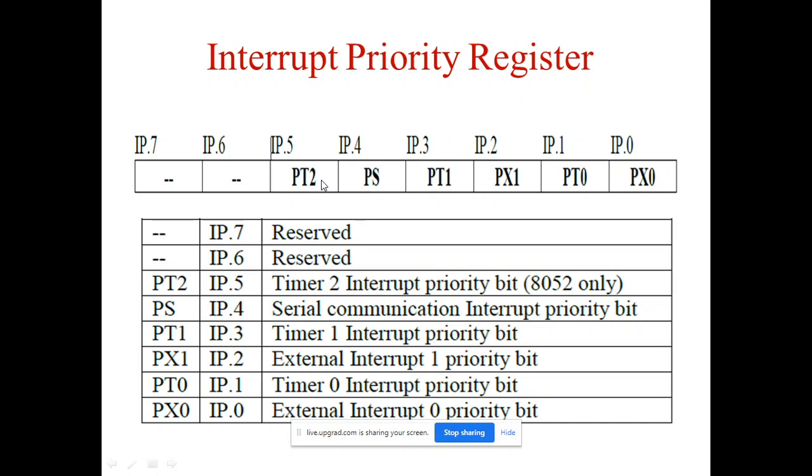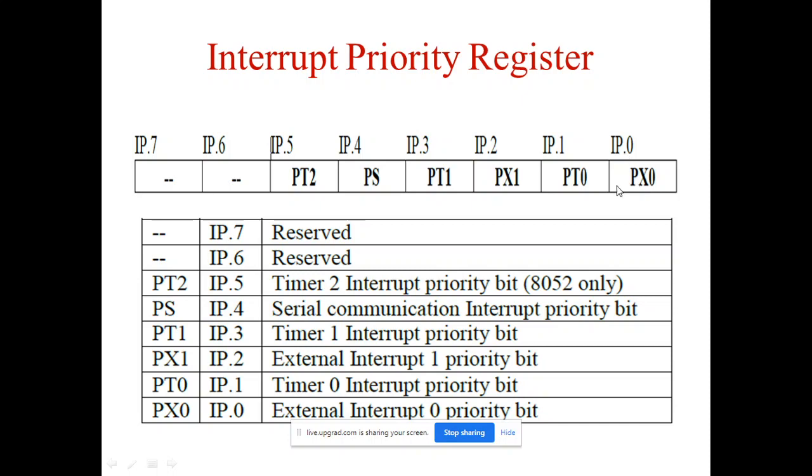But our 8051 has only two timers, timer 0 and timer 1. Suppose you are going for 8052 or 53. In that situation, there are three timers. 8052 has three timers, timer 0, timer 1 and timer 2, and in that situation you consider bit number 5. Up to 8051, there are only two timers, timer 0 and timer 1. Now you can change the priority as per your choice.